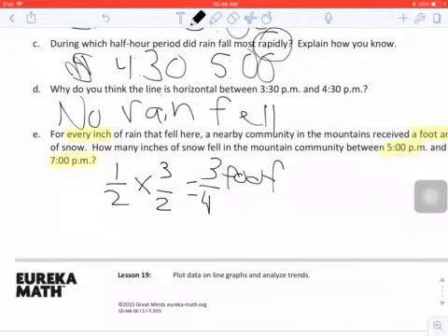So a total of 1/2 inch of rain fell between 5 o'clock and 7 o'clock p.m. That means the mountain community got half of 1.5 feet of snow, or 3/4 of a foot, which is equal to 9 inches. You don't have to know that, but it's kind of a little fun fact.